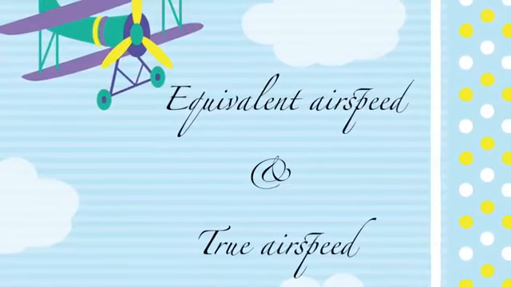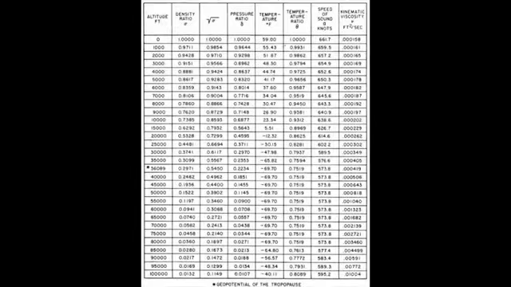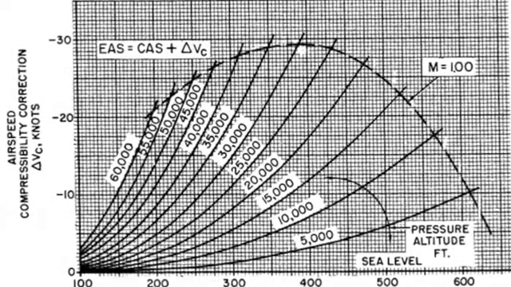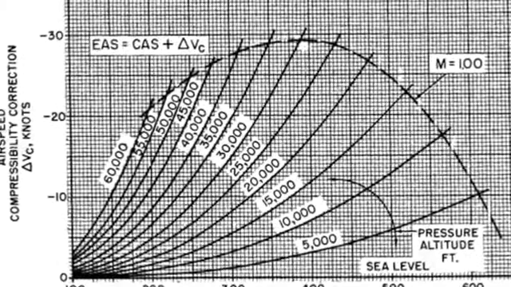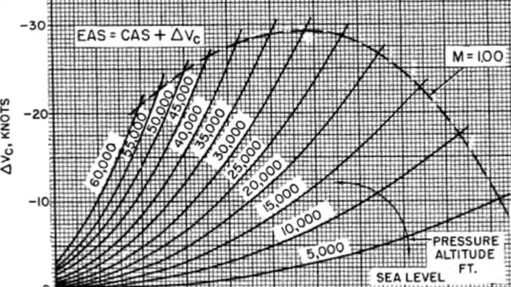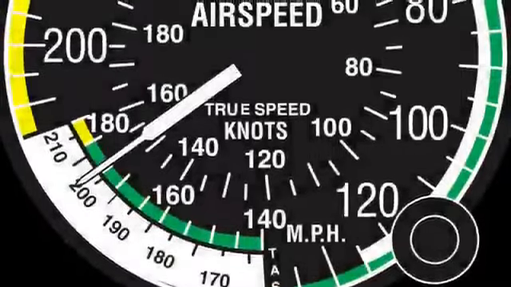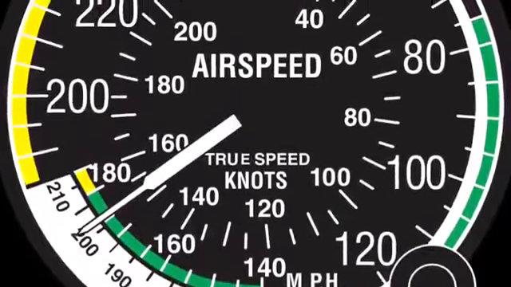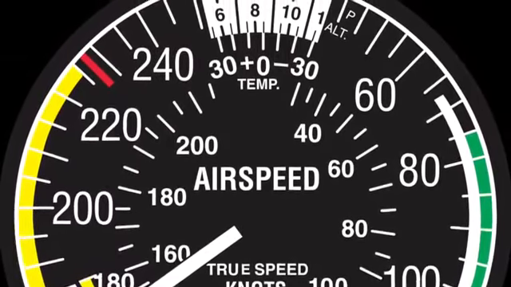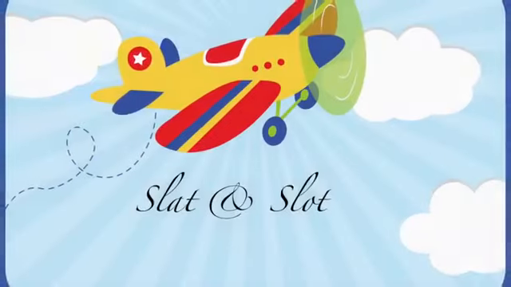Equivalent airspeed and true airspeed. Equivalent airspeed is the airspeed at sea level in the International Standard Atmosphere at which the dynamic pressure is the same as the dynamic pressure at the true airspeed and altitude at which the aircraft is flying. It is useful for predicting aircraft handling, aerodynamic loads, and stalling. And the true airspeed of an aircraft is the speed of the aircraft relative to the air mass in which it is flying. The true airspeed is important information for accurate navigation of an aircraft.